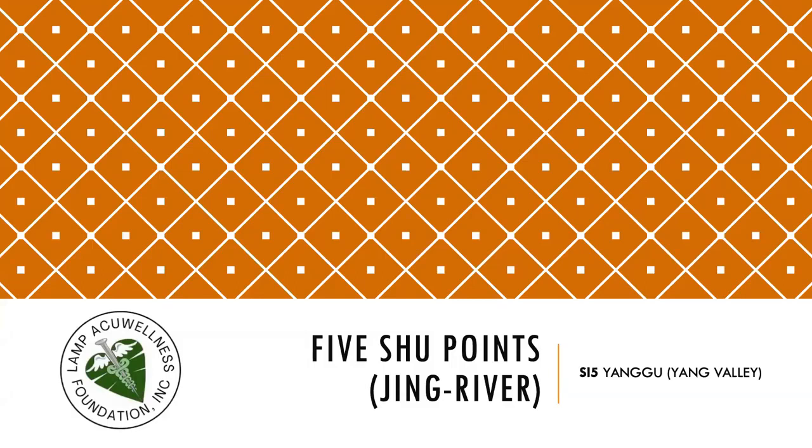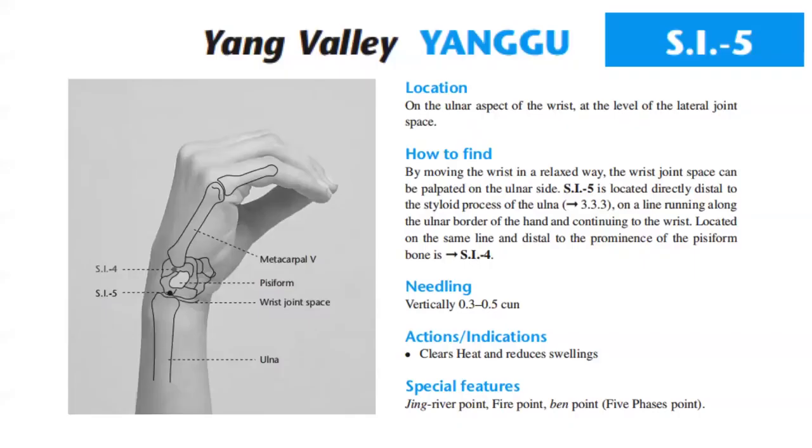Let's discuss SI5 or Small Intestine 5, Yanggu, Jing-River point. SI5 is located on the ulnar aspect of the wrist at the level of the lateral joint space. How to find it? By moving the wrist in a relaxed way, the wrist joint space can be palpated on the ulnar side. SI5 is located directly distal to the styloid process of the ulna on a line running along the ulnar border of the hand and continuing to the wrist.